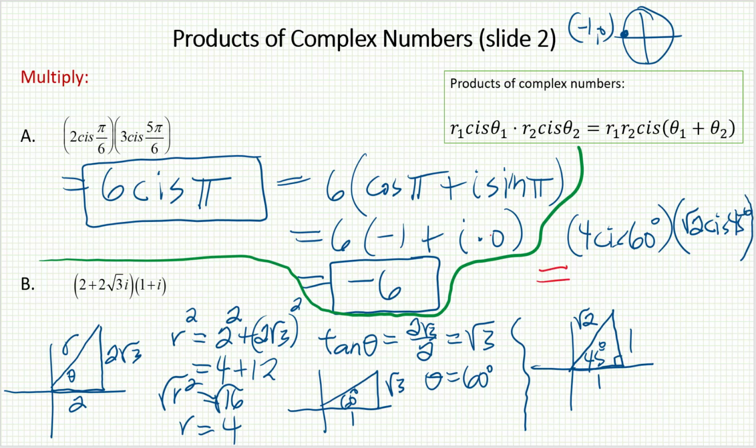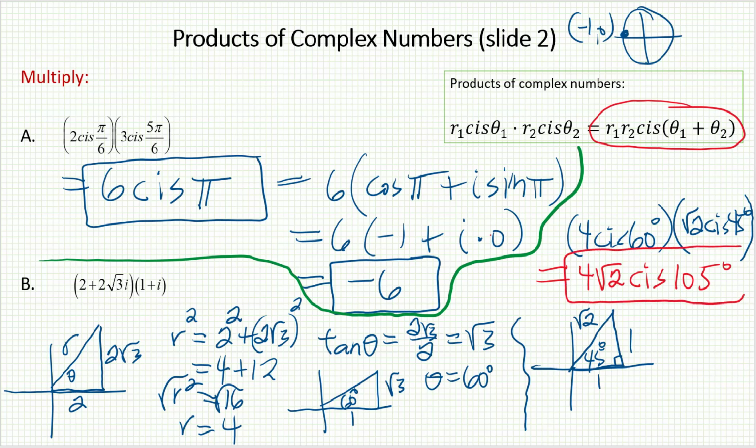Once I have the trig forms, I can follow our formula. Our formula said multiply the moduli. 4 times square root of 2 would be 4 root 2. And then cis, add the angles together. I had 60 degrees plus 45 degrees for a total of 105 degrees. And that's it. That would be the trig form of the answer.